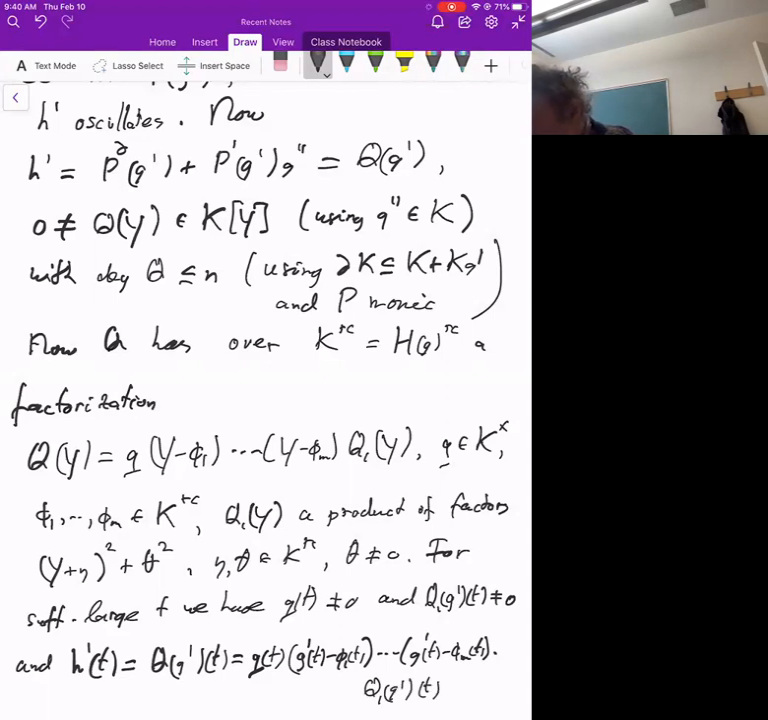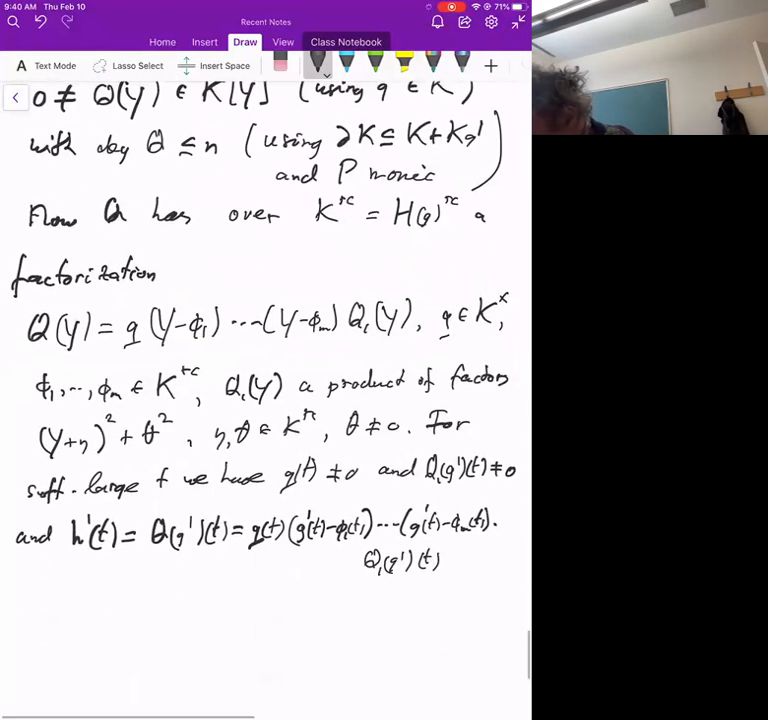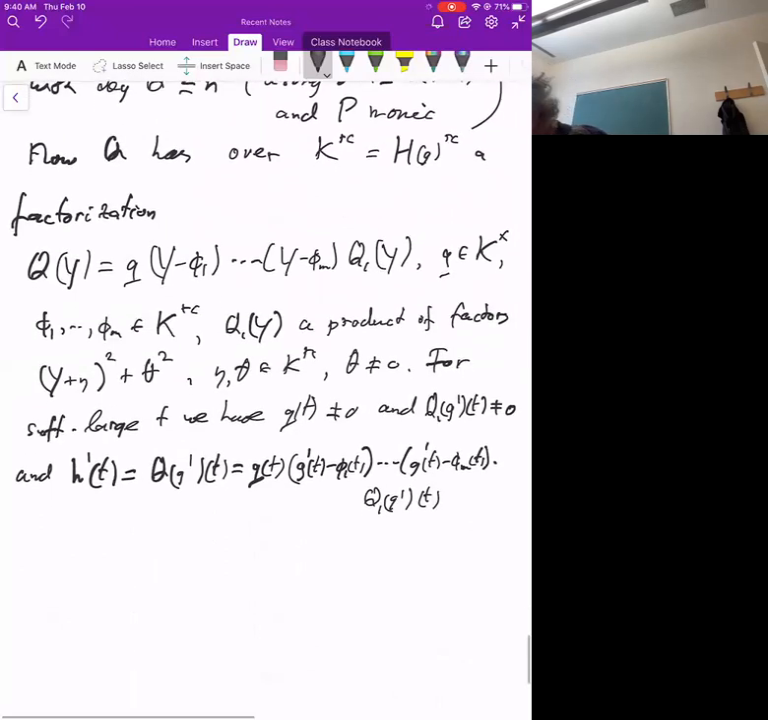And so now h prime was oscillating, and that means, since little h prime was oscillating, and since Q of t is not 0 for large t and Q1 g prime t is not 0 for large t, that means that for arbitrarily large t, we will have that g prime t equals phi_i of t for some i.